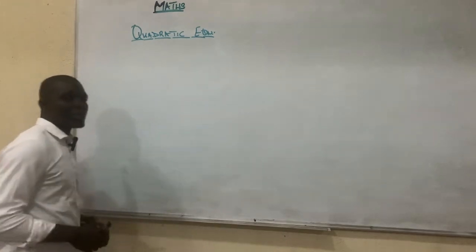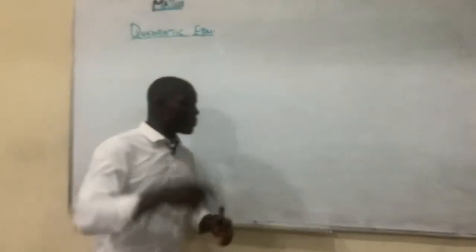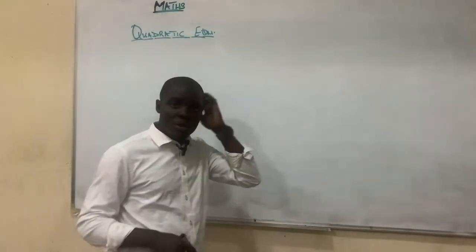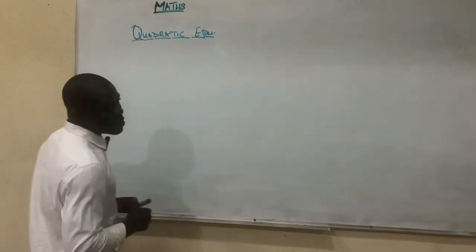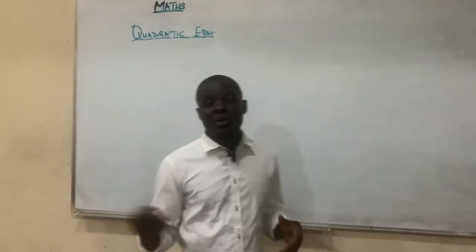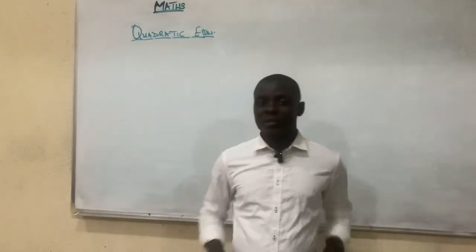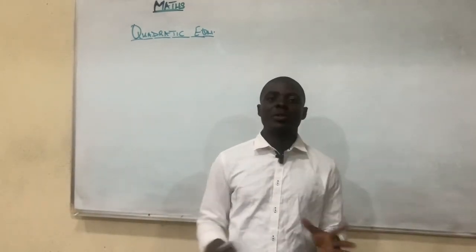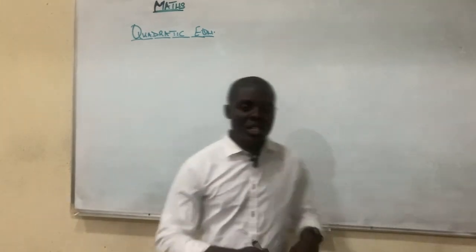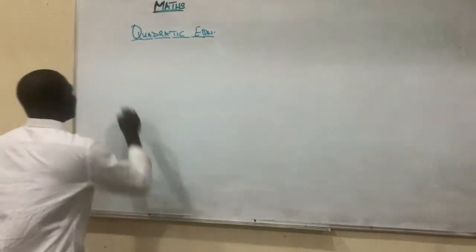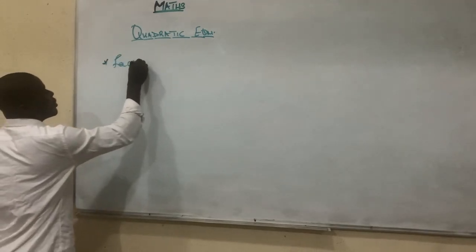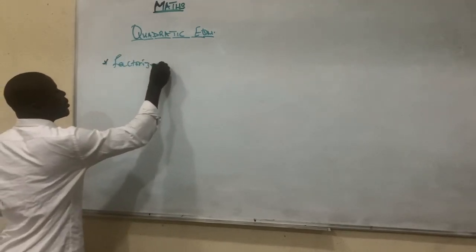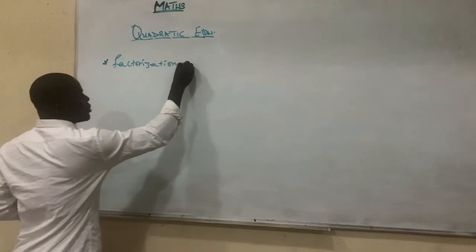The first thing we'll treat today is the factorization method. Factorization method simply means we are bringing out a common term and at the same time dividing through by the value of that same common term. That is the factorization method. So in solving this now, let's say we are treating the factorization method.